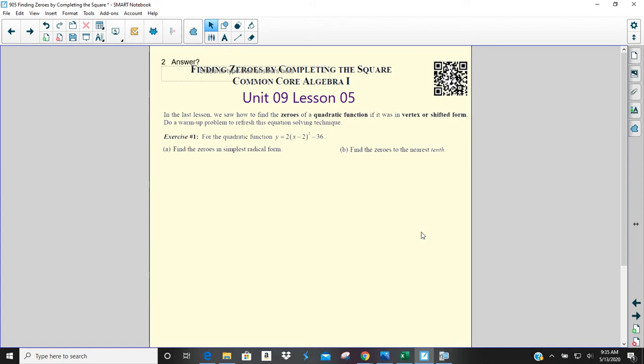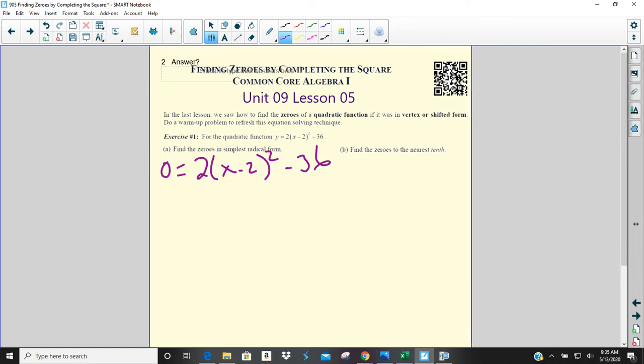So let's start with a do now, which is just taking what we learned in lesson 4 and finding the zeros in simplest radical form and to the nearest tenth. So let's go ahead and do that. So we're going to change the y to a 0. Whenever it says find the zeros, we're going to change the y to a 0. 2x minus 2 squared minus 36. We're going to get everything away from the x. So we're first going to add the 36 to both sides.